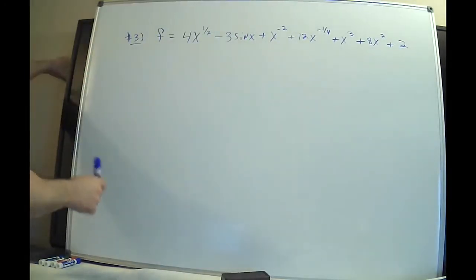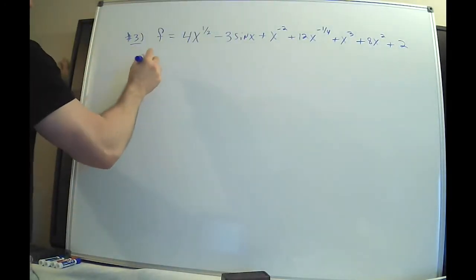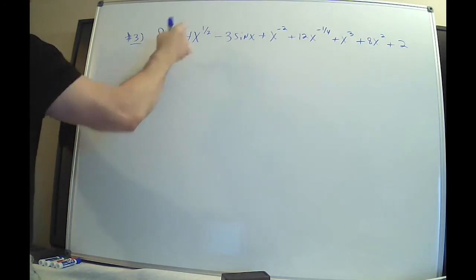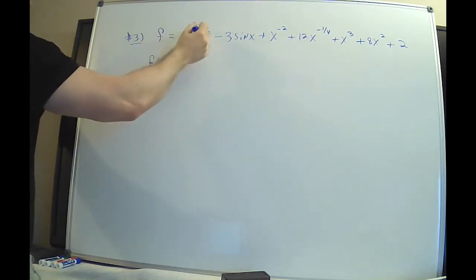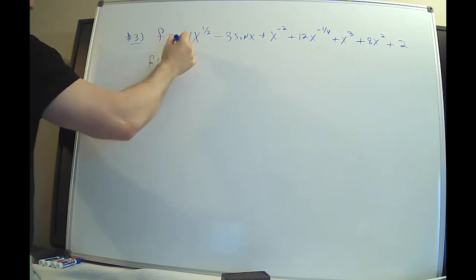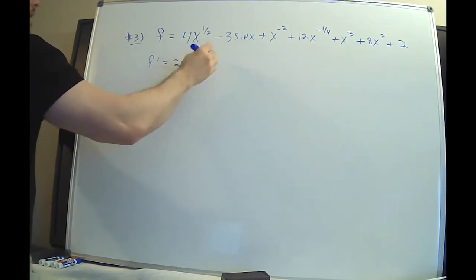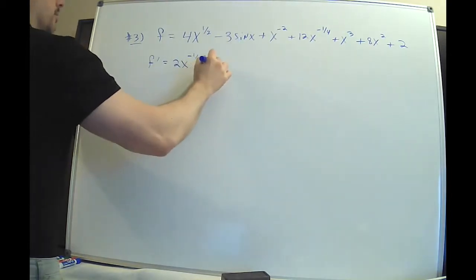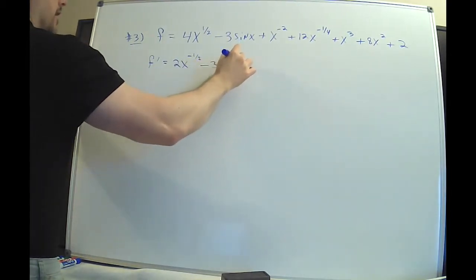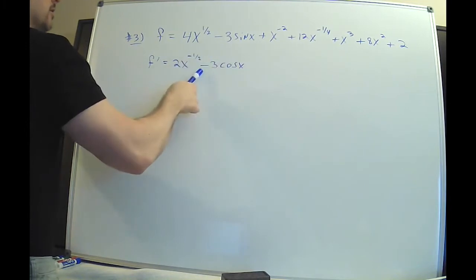Poof, it's changed. Now I've got to take the third derivative one at a time. Multiply by the power, subtract 1. Multiply by a half: 4 times a half is 2. Subtract 1: a half minus 1 is negative 1/2. The derivative of sine is cosine, but I have negative sine, so it stays.